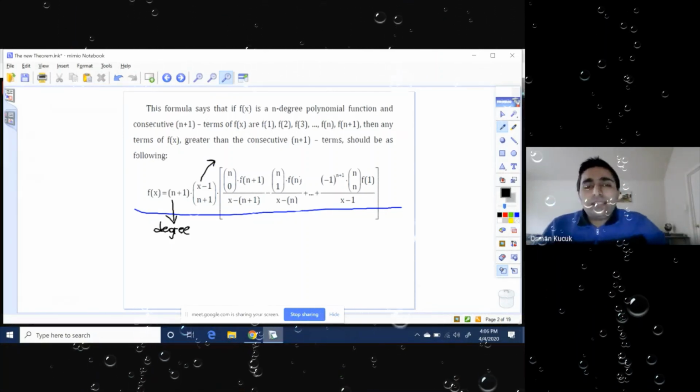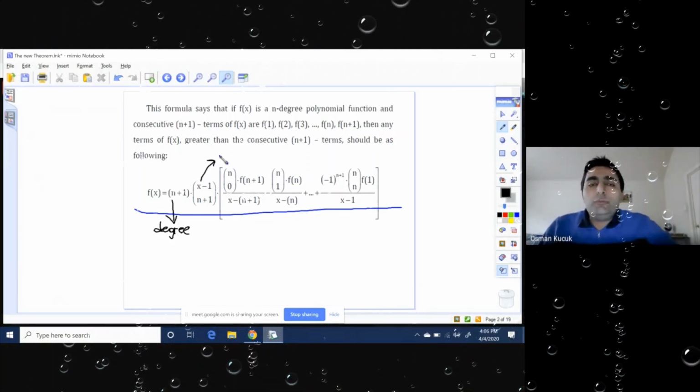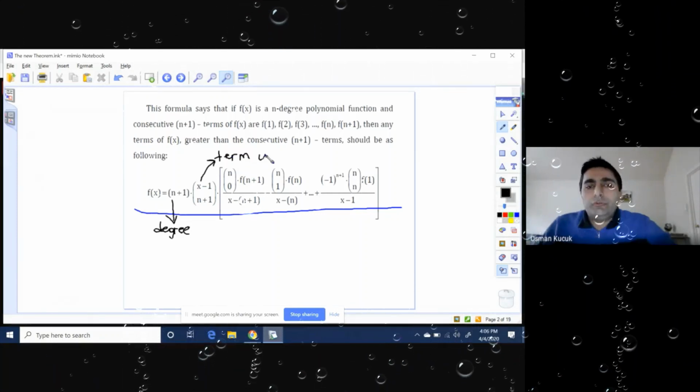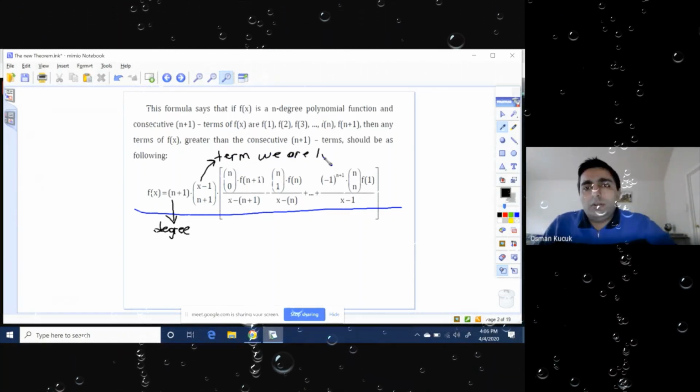X is representing the term we are looking for.